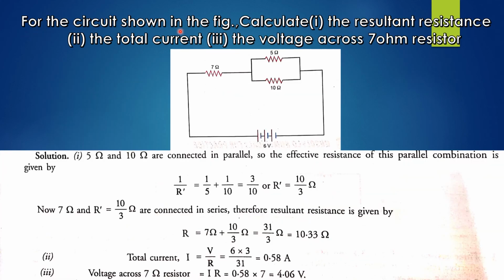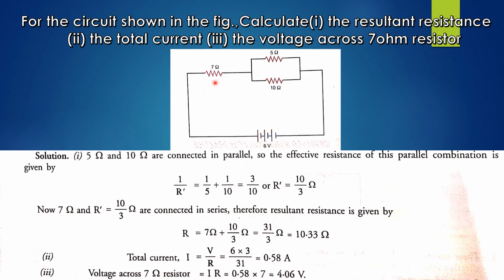For the circuit shown in the figure, calculate the resultant resistance, the total current, and the voltage across the 7 ohm resistor. Here, the first thing they have asked is the resultant resistance. You have seen that here 5 ohms and 10 ohms are connected in parallel. So the effective resistance of this parallel combination is given by 1 by R dash equals 1 by 5 ohms plus 1 by 10 ohms, which is equal to 2 plus 1 by 10, that is 3 by 10, or R dash equals 10 by 3 ohms.